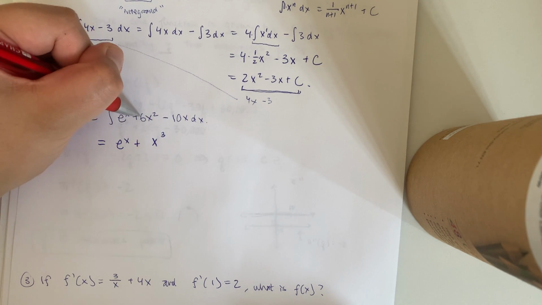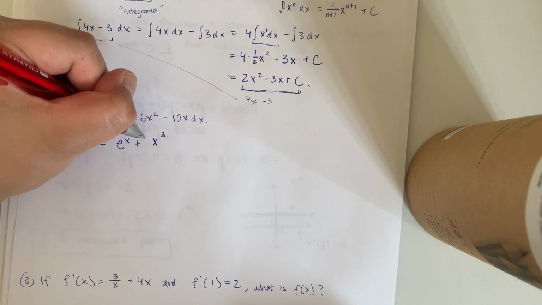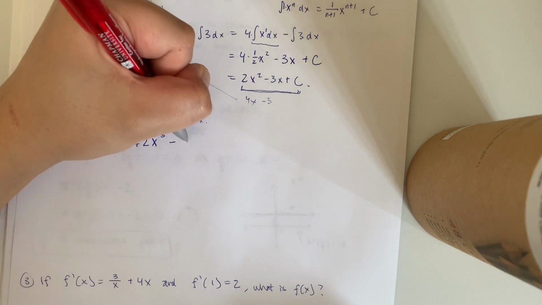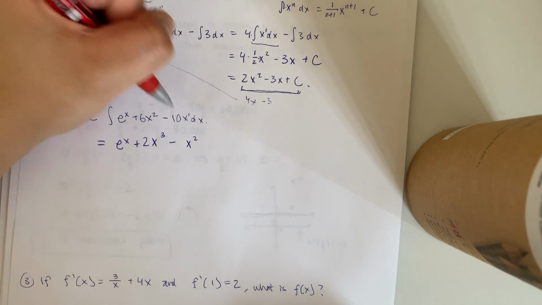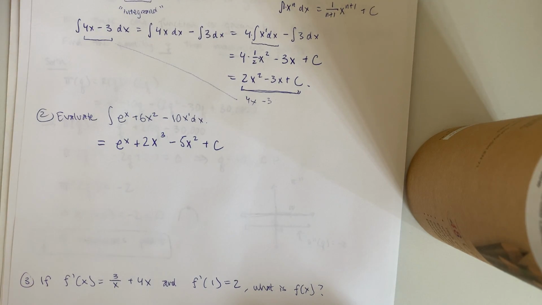and then I need to take whatever my old coefficient was and divide by the new power. 6 divided by 3 is 2. Same thing here. This is x to the first power, so I can bump it up to x squared. 10 divided by 2 is 5, plus some constant.